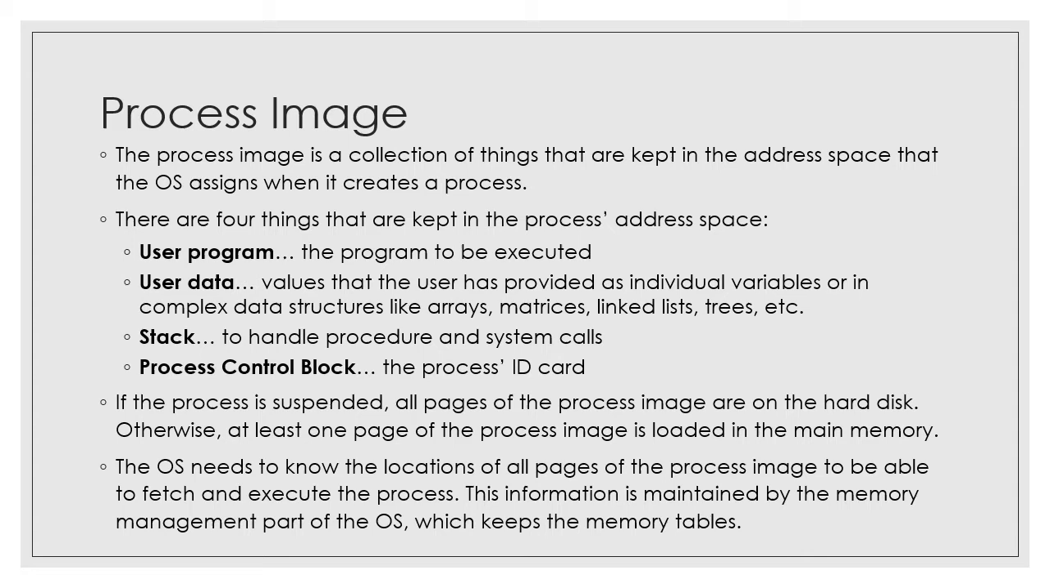And the fourth part is the process control block, the process's ID card. If the process is suspended, all pages of the process image are on the hard disk. Otherwise, at least one page of the process image is loaded in the main memory. The OS needs to know the locations of all pages of the process image to be able to fetch and execute the process. This information is maintained by the memory management part of the operating system, which keeps the memory tables.